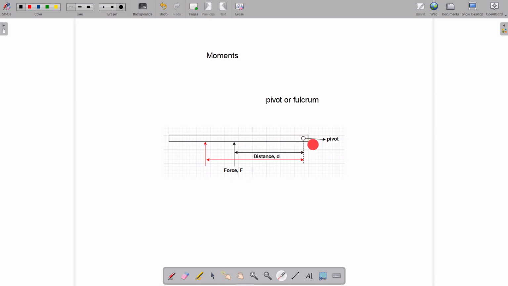So we see two things at play here. A force is being applied to the bar, and it is acting at a distance d from the point about which turning is taking place. So then, what is moment if we are to define it mathematically? Mathematically, moment is referred to as the force times the perpendicular distance from the point about which it is turning. So moment is given as force times perpendicular distance.